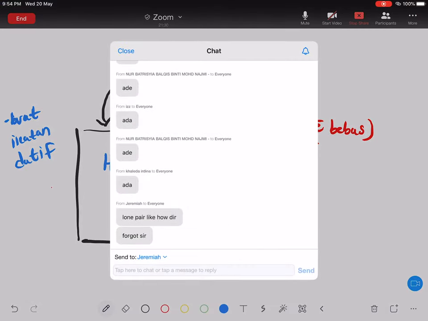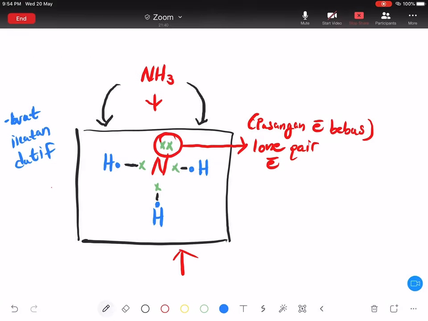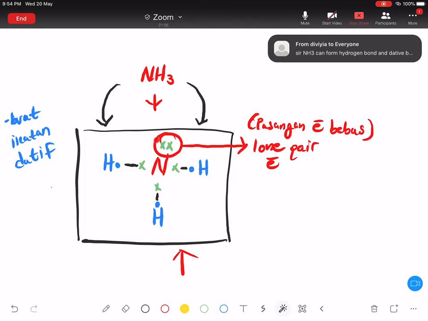Kau Jeremiah, kau lupa, kau tengok balik video saya semalam yang saya dah hantar. Lone pair elektron adalah yang tidak terlibat dalam tindak balas kimia. Macam ni. Dia bebas. Dia tak terikat dengan siapa-siapa. It does not involve it with the other elements.